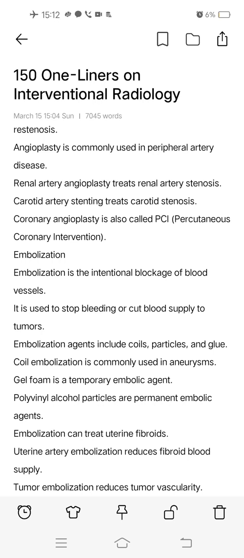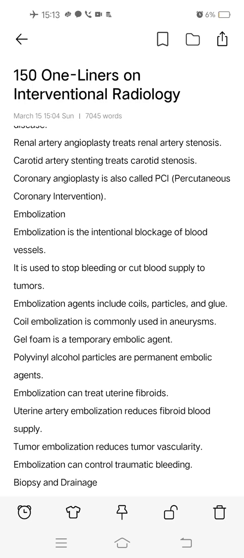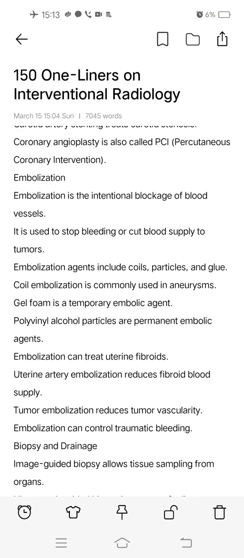Embolization is the intentional blockage of blood vessels. It is used to stop bleeding or cut blood supply to tumors. Embolization agents include coils, particles, and glue. Coil embolization is commonly used in aneurysm. Gelfoam is a temporary embolic agent. Polyvinyl alcohol particles are a permanent embolic agent.